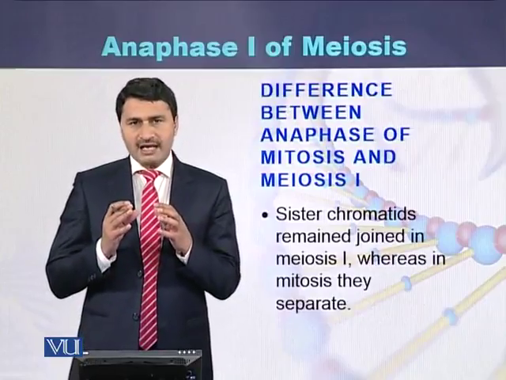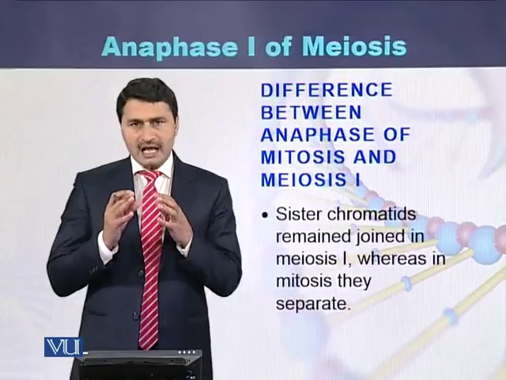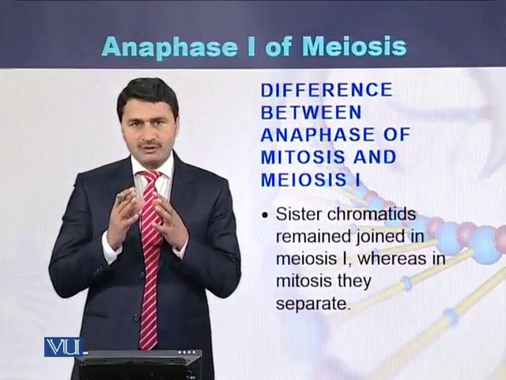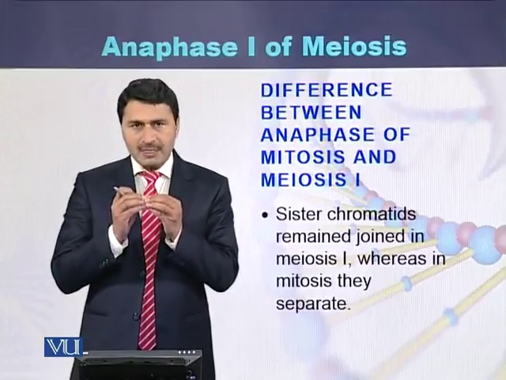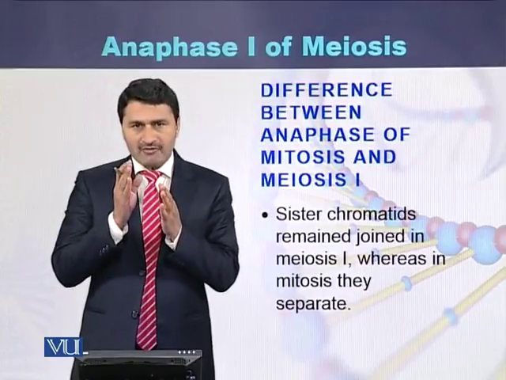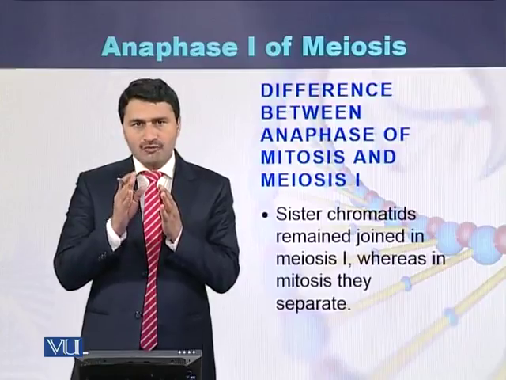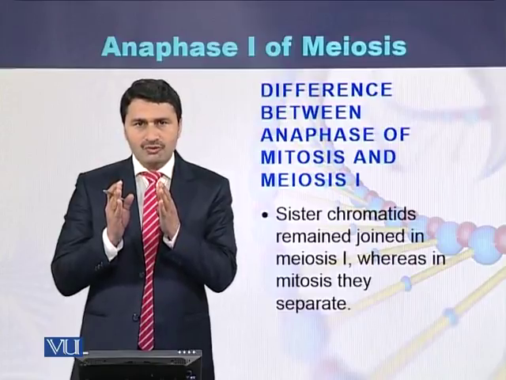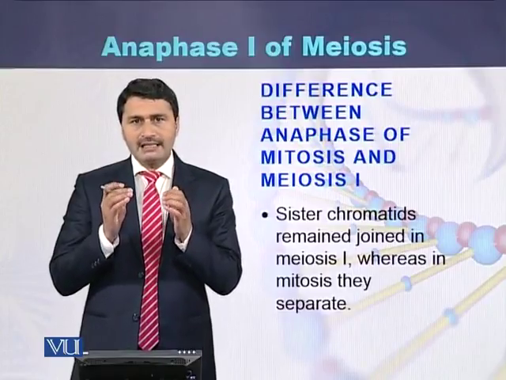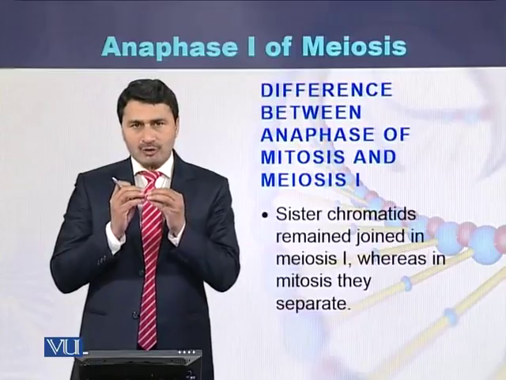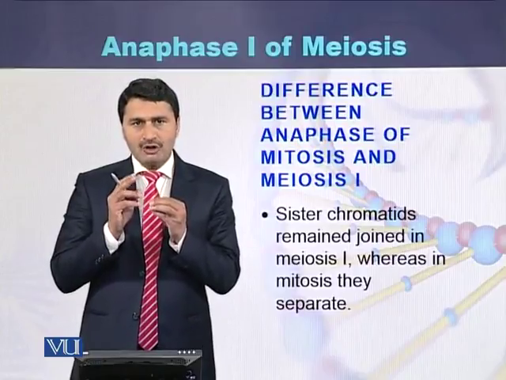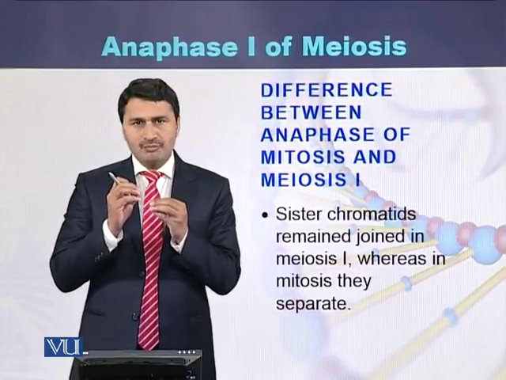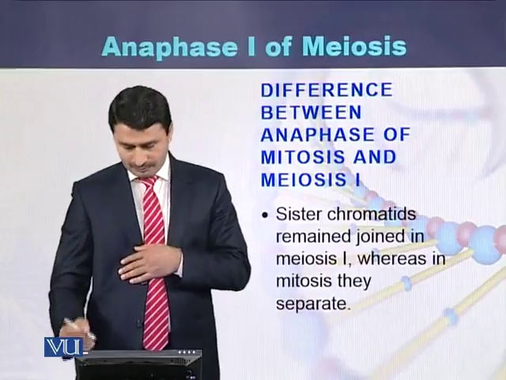Difference between anaphase of mitosis and anaphase of meiosis 1. In anaphase of mitosis, the centromere splits into two parts, and one sister chromatid moves towards one pole while the second sister chromatid moves towards the second pole. But in meiosis, a chromosome that consists of two chromatids, called sister chromatids, moves towards one pole.